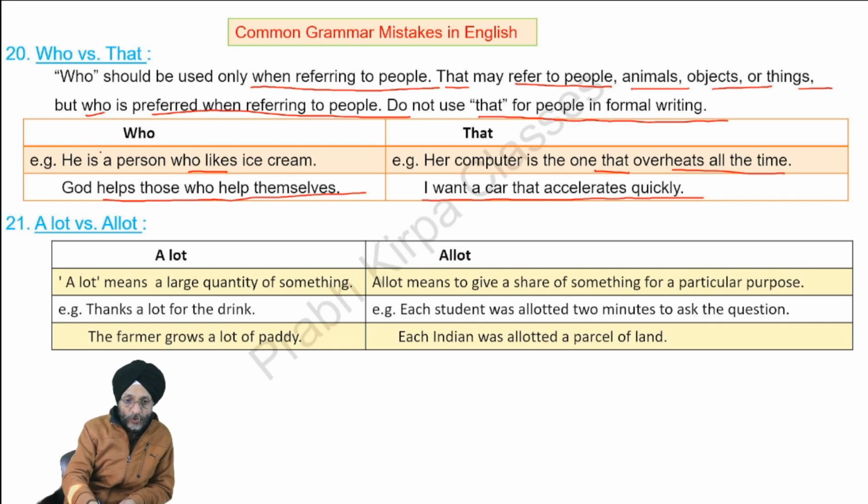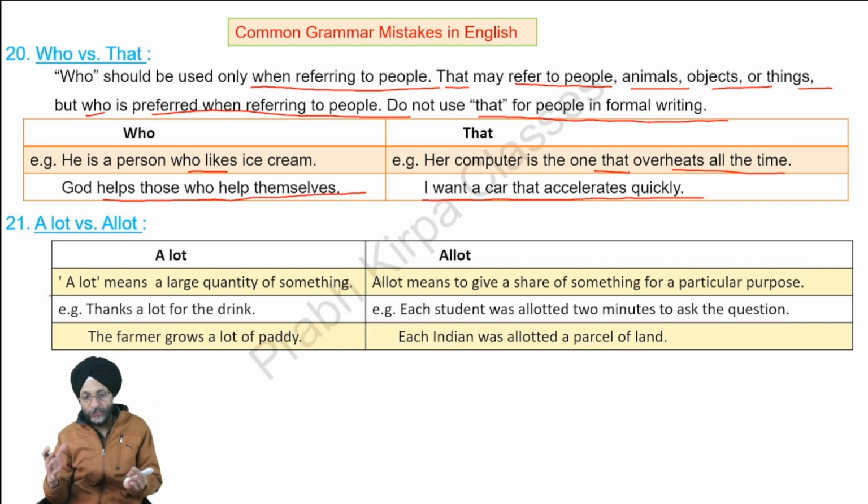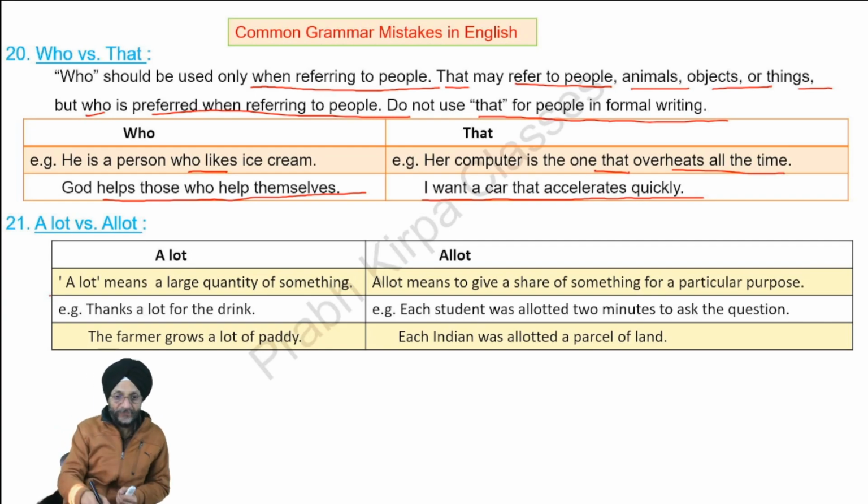Now we must also understand the difference between a lot and allot. Though in speaking both words resemble each other, there is a difference in their meaning as well as in spelling. A lot means a large quantity of something. Thanks a lot for the drink. The farmer grows a lot of paddy.